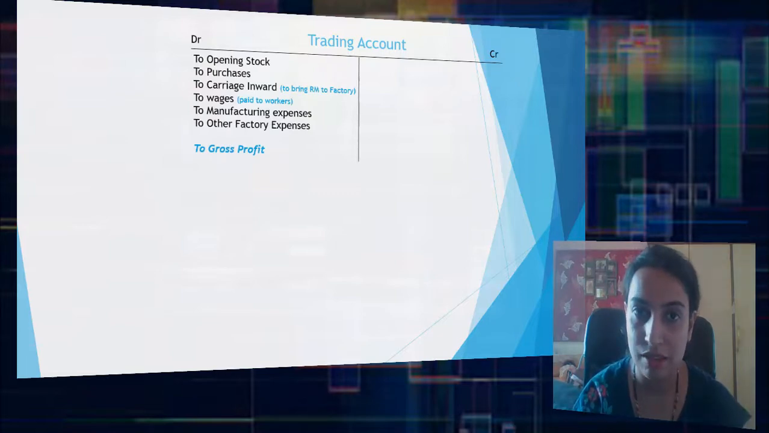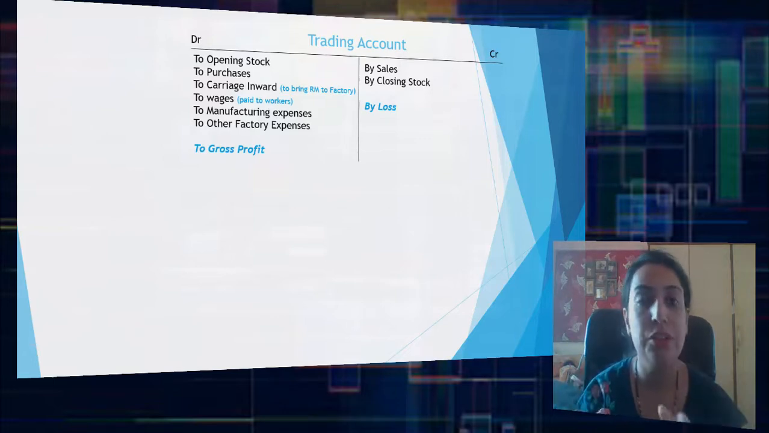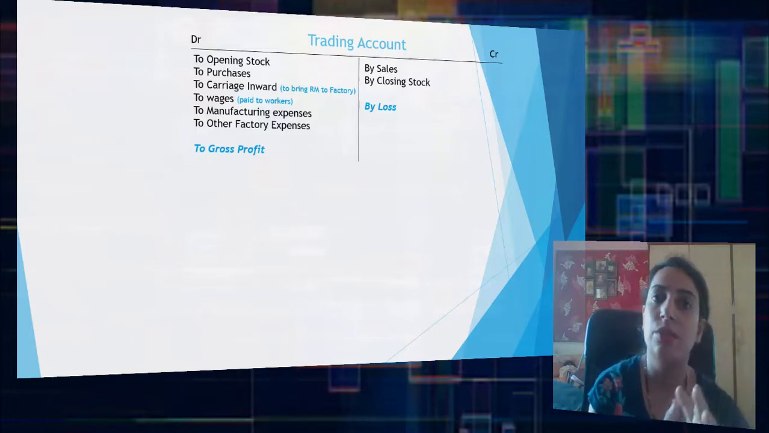Now, going ahead, trading account, as I have told you earlier also, books of accounts have debit and credit. Debit is nothing but the left hand side of the account and credit is nothing but the right hand side of the books of accounts. So your trading account, which has all your factory related kharchas, factory related expenses, will be written on the debit side, and all your income related to your factory will be written on the credit side of your trading account. We'll start with the opening stock because we are going to purchase some raw material.